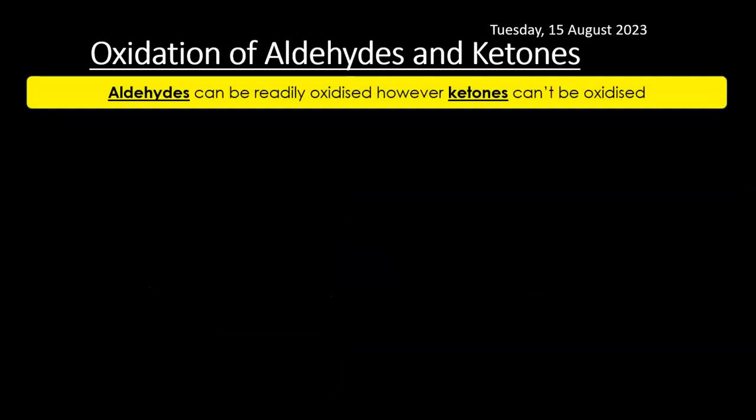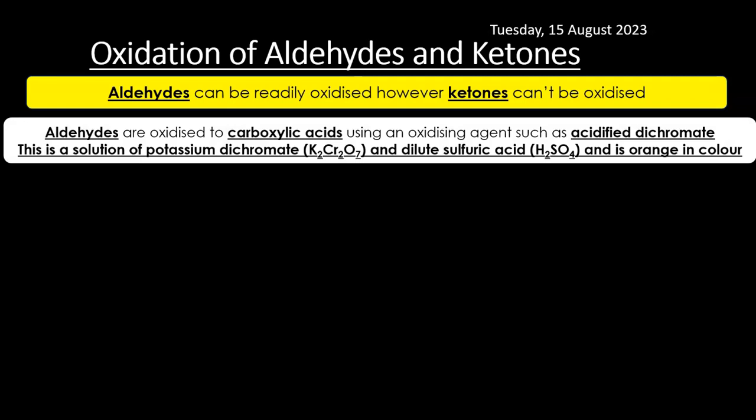Now, the oxidation of aldehydes and ketones follows on, remember, from the oxidation of alcohols. Primary alcohols oxidize to give aldehydes. Secondary alcohols oxidize to give ketones. Now, there is a further stage of oxidation which only the aldehydes can do. This is really important. Aldehydes can be further oxidized to carboxylic acids, but ketones cannot.